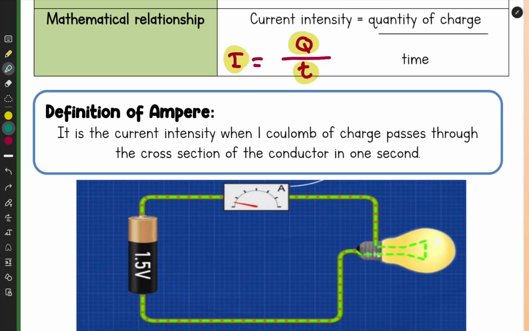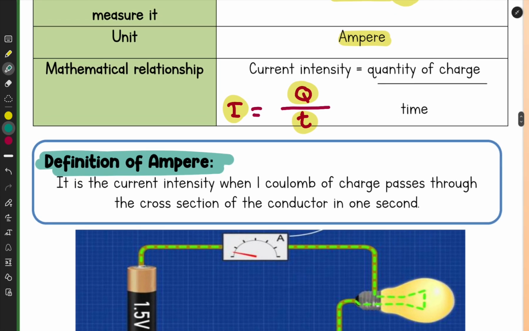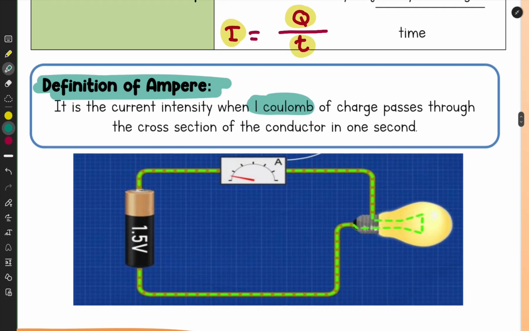Definition of ampere. What is the definition of ampere? Ampere has a very important definition. It's the unit of the electric current. It is the current intensity when one coulomb, and we will know the meaning of coulomb right now, of charge passes through the cross section of the conductor in 1 second.